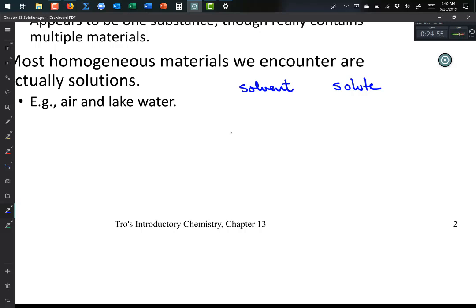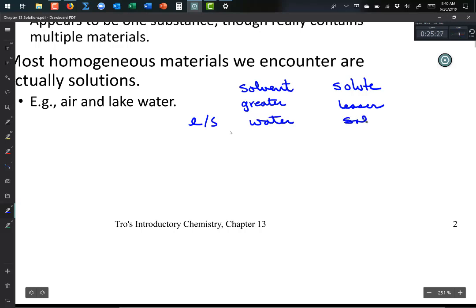So in general terms, we say the solvent is in a greater amount, and the solute is a lesser amount. So if I take a tablespoon of salt and I put it in water and I dissolve it, which is the solvent? Water, usually it's the water, right? So this would be an example of a liquid and a solid. It would be water and salt, which is sodium chloride, table salt, right?